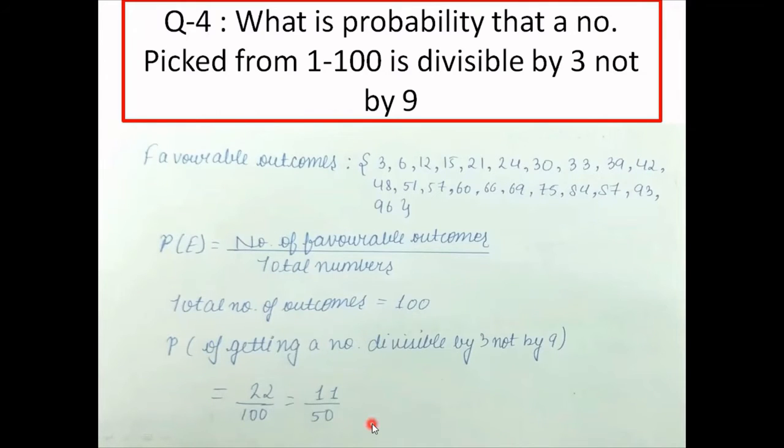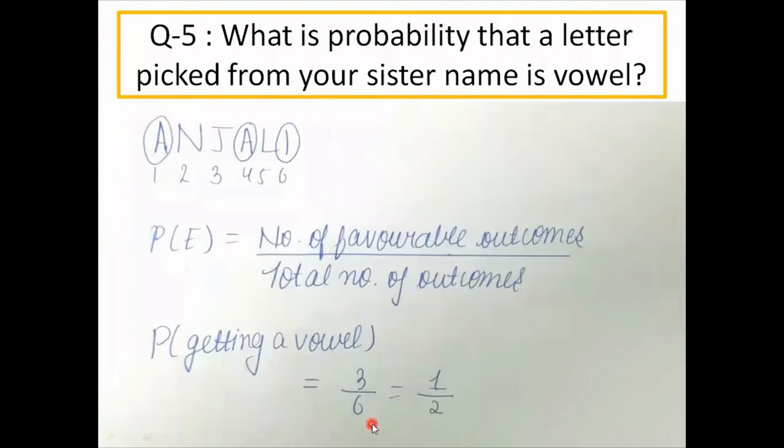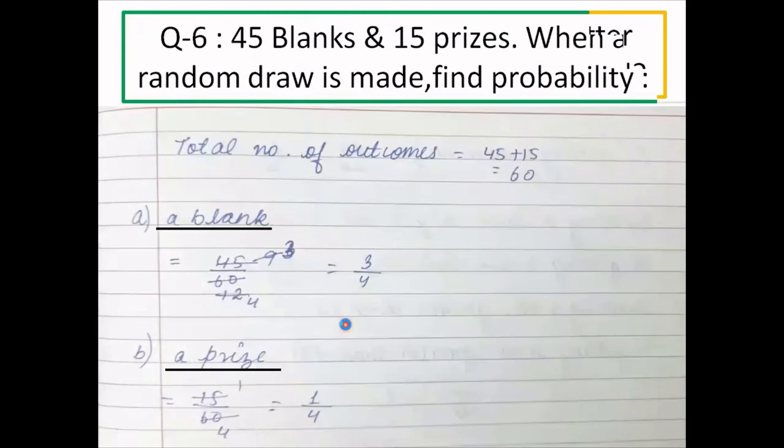Let's move to our question number 5. Question number 5 says, what is the probability that a letter picked from a sister's name is a vowel? Here you can take your sister's name, or you can take any name. I have taken the name Anjali. In the word Anjali there come 3 vowels, which are A, A and I. So number of favorable outcomes by total number of outcomes is 3 by 6, which is equal to 1 by 2.